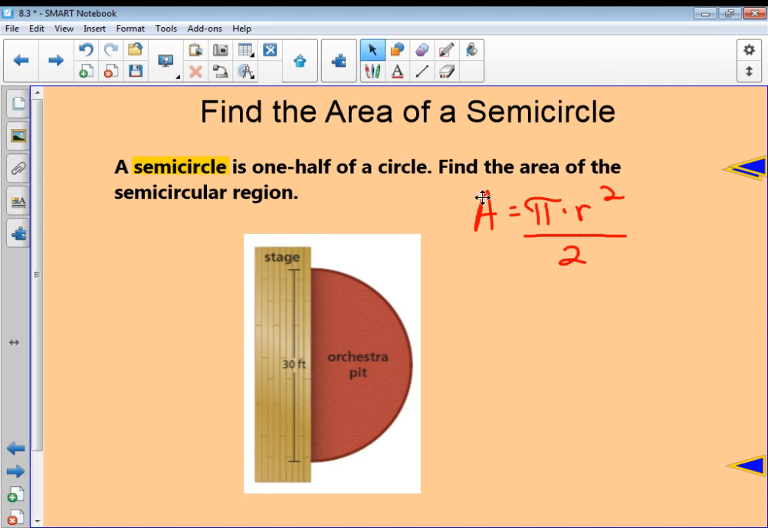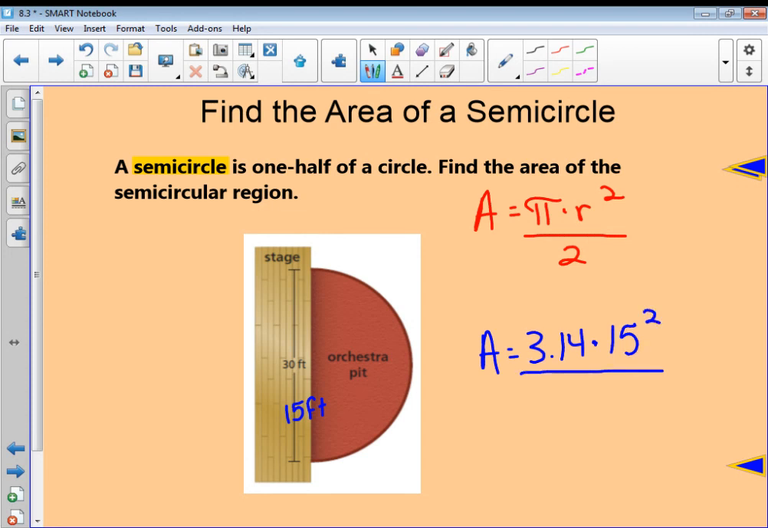So here they're asking us to find the area of that orchestra pit. They're telling us the diameter of the stage between those 2 points, or the edges of the orchestra pit, are 30 feet, which means we need the radius, which is 15 feet. Okay, so I'm going to substitute that 15 in where I have my radius. So my area equals pi, which I'm going to write as 3.14, times 15 squared, and then we're going to divide that by 2.